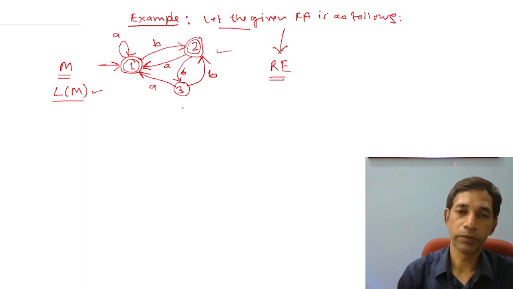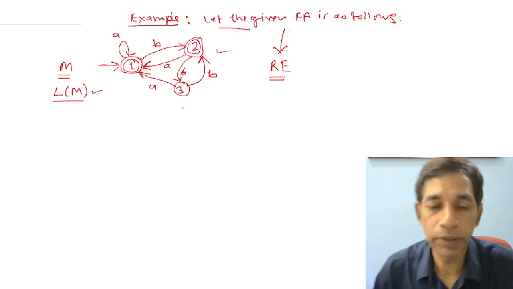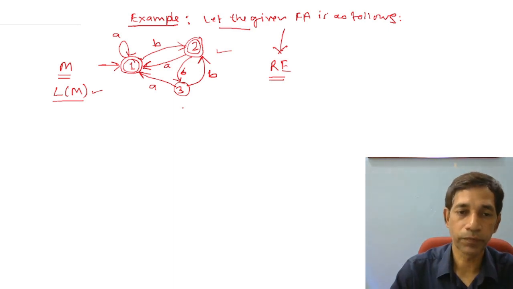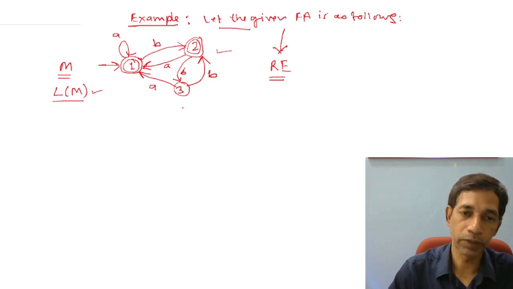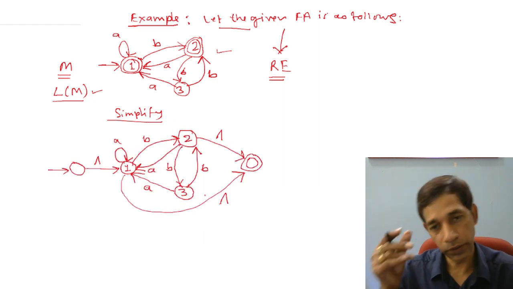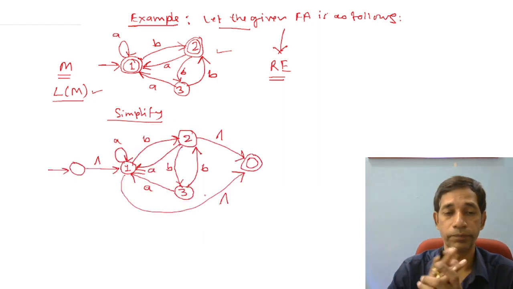So how can we do it? You can use the algorithm. First we have to go for the simplification. Here we have two final states. We need to make one final state only, a unique final state. And here you have the initial state also, and the initial state has an incoming edge, and we don't want an initial state that has an incoming edge. So you have to simplify. So we go for step 1, simplify. After simplification, this is the result.